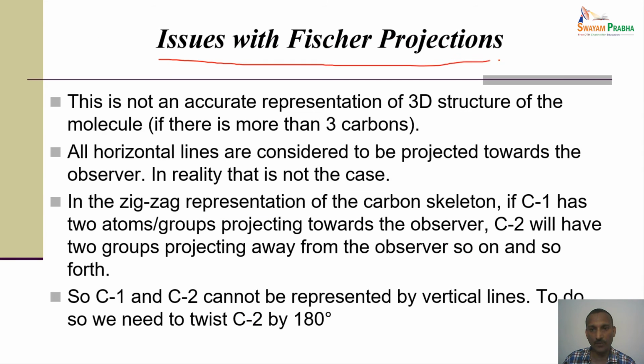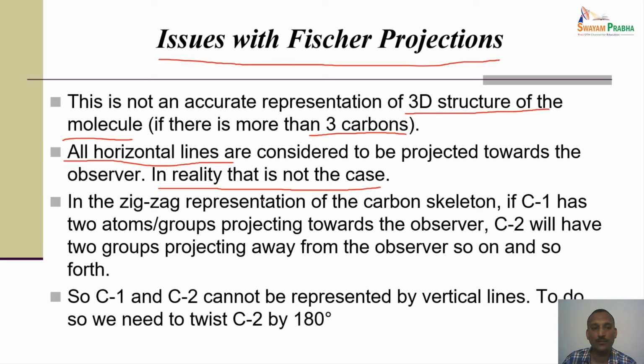Let us deal with some of the issues of Fischer projection. These are all the reasons why Fischer projection is not used in general organic chemistry. It is mainly used only in carbohydrate chemistry, because this is not an accurate representation of the 3D structure of the molecule. Mainly when there are more than 3 stereogenic centers, the DL configuration cannot be applied to the whole molecule. Another major problem, which we will see now, is that all horizontal lines are considered to be projected towards the observer, and this is not actually the case.